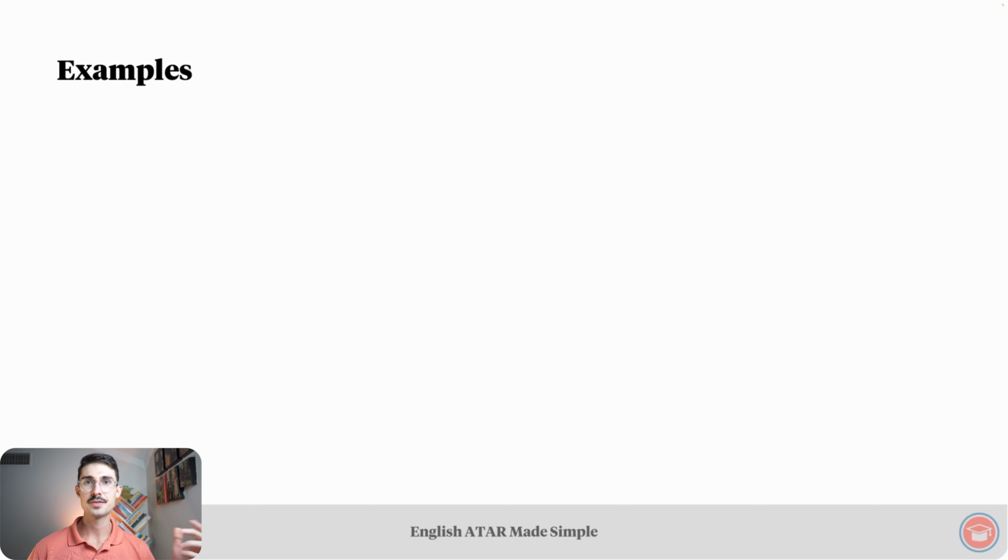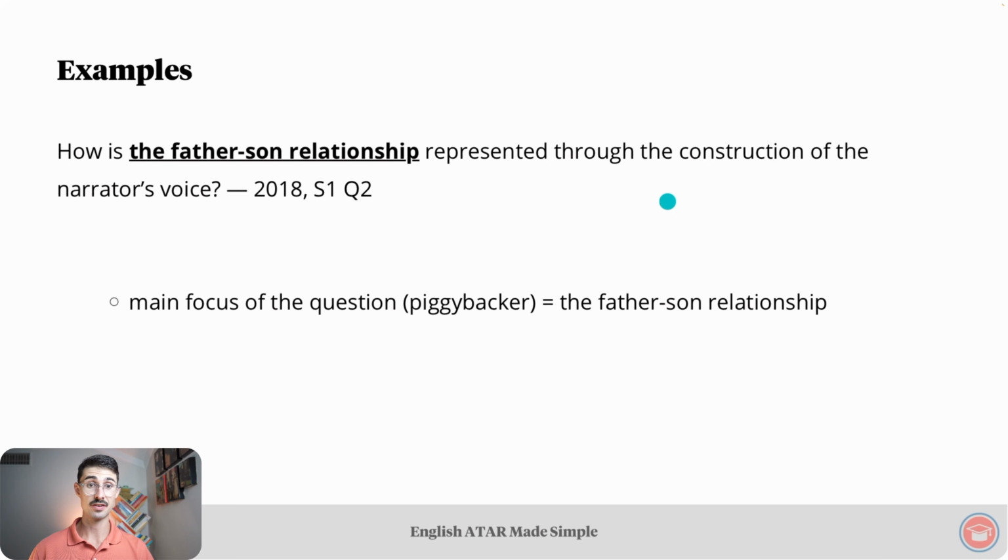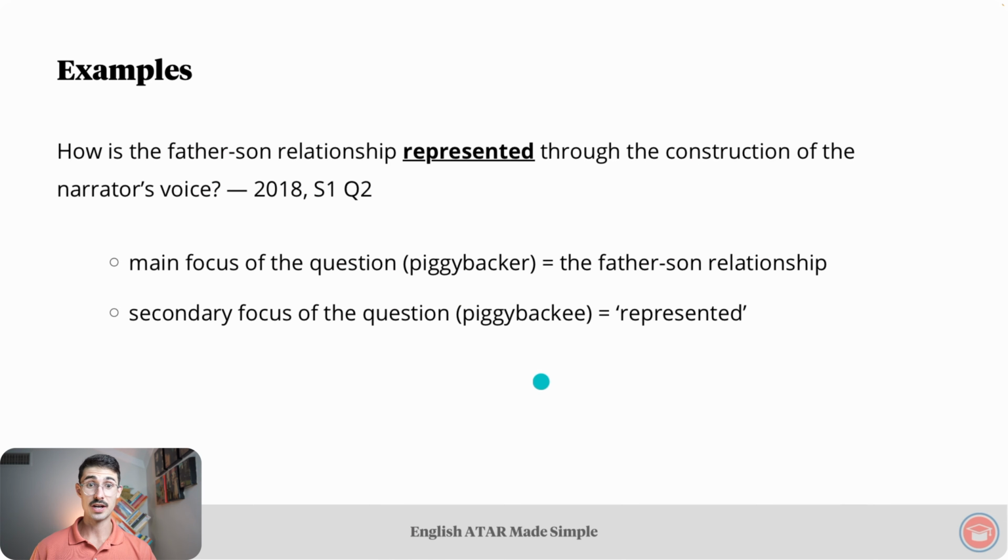The easiest way to explain this is to take a look at some of those past WACE exam questions that were displayed at the beginning of the lesson. I've listed 6 past questions in the relevant section of the PDF study notes. We'll discuss questions 2, 3, 5, and 6 now, and then we'll address questions 1 and 4 in the next section of this lesson. How is the father-son relationship represented through the construction of the narrator's voice? The main focus of the question, the piggybacker, is the father-son relationship. The secondary focus of the question, the piggybackee, is the concept represented.